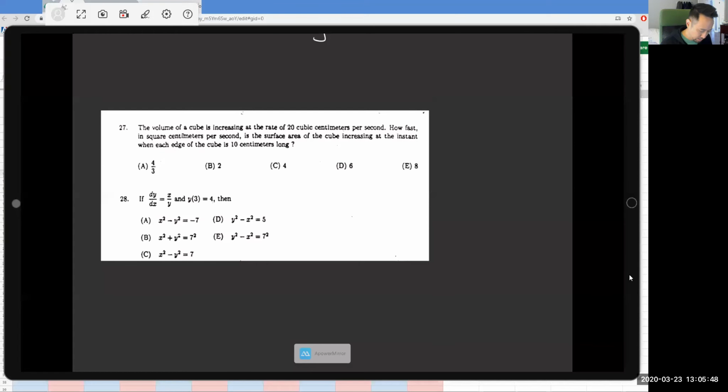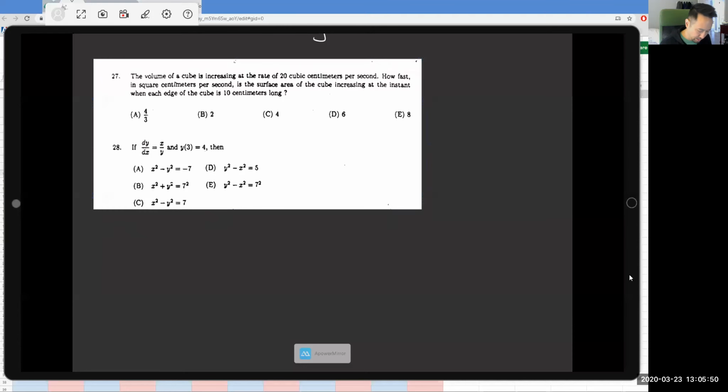Okay, so moving on to 27 and 28. Number 27, volume of a cube. Increasing at a rate, so you're given dV/dt, right? That's good. dV/dt equals 20. How fast in square meters per second is the surface area increasing at the instant when each edge of the cube is 10? So we're going to call the edge of the cube x. You can call it s, whatever you want. We'll call it x. So dV/dt equals 20, x equals 10. This is given to us.